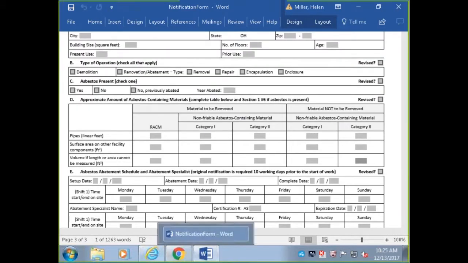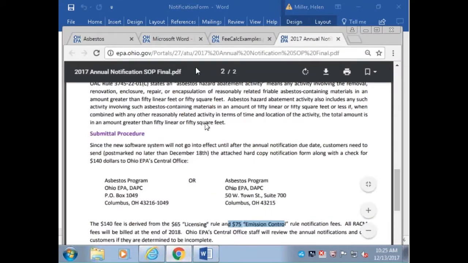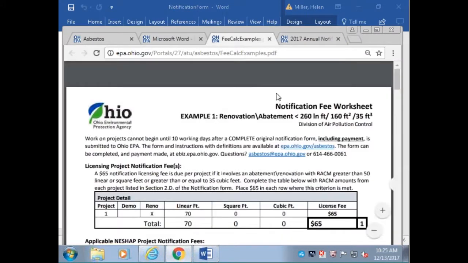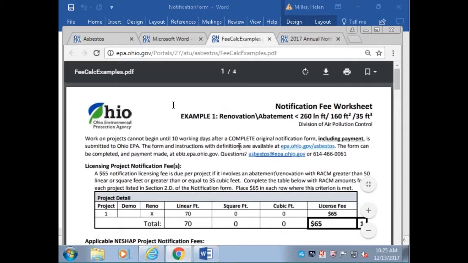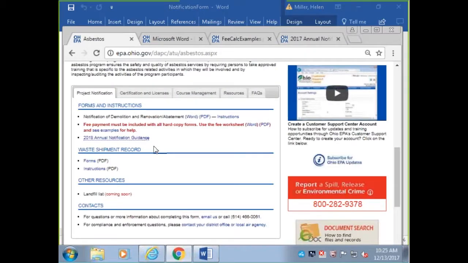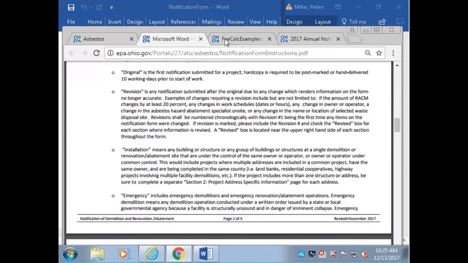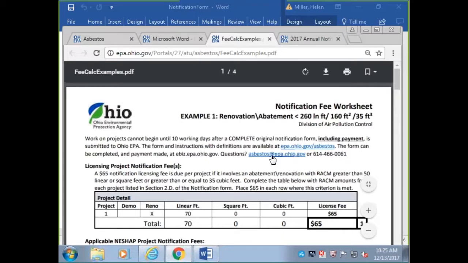I want to flip over real quick to the fee sheets, if I can find it. On the asbestos page, again, we do have some blank fee sheets, either in Word or PDF, but I'm going to throw a couple of the examples on here first for us to see.